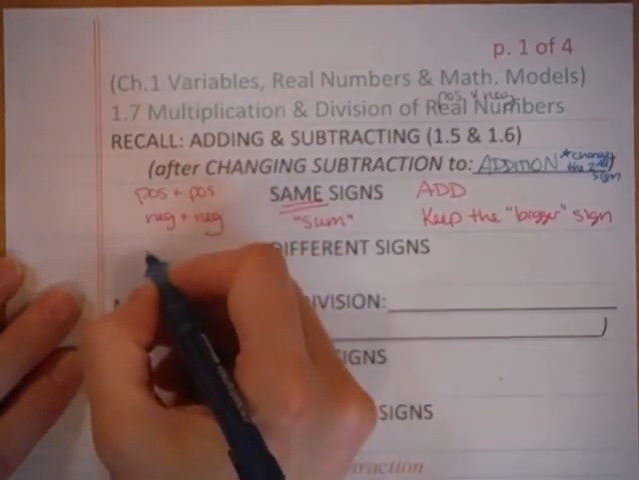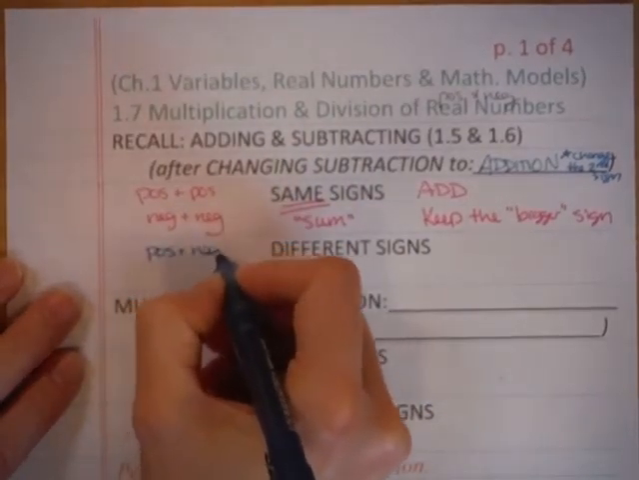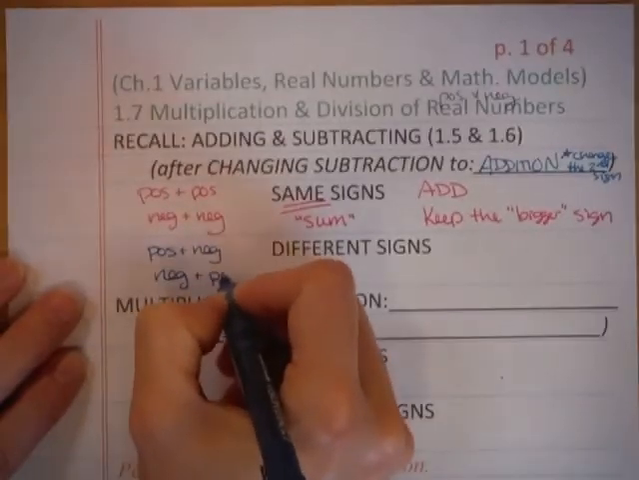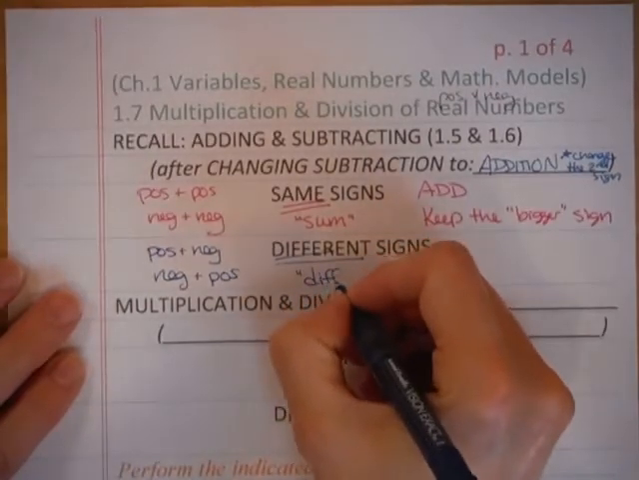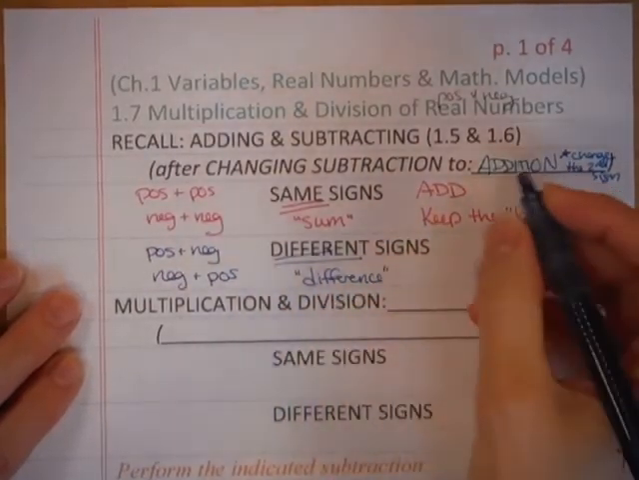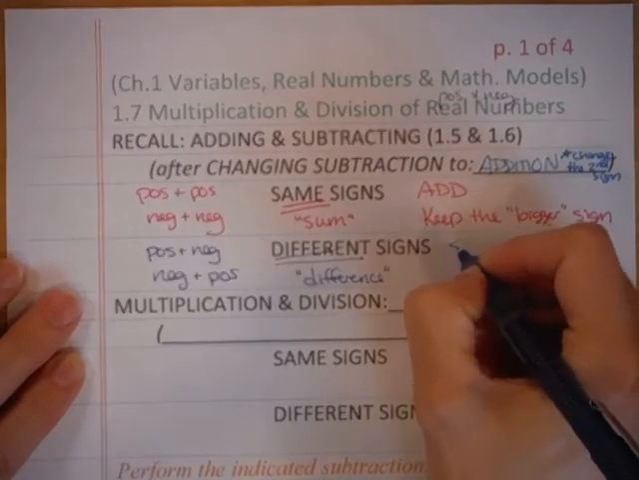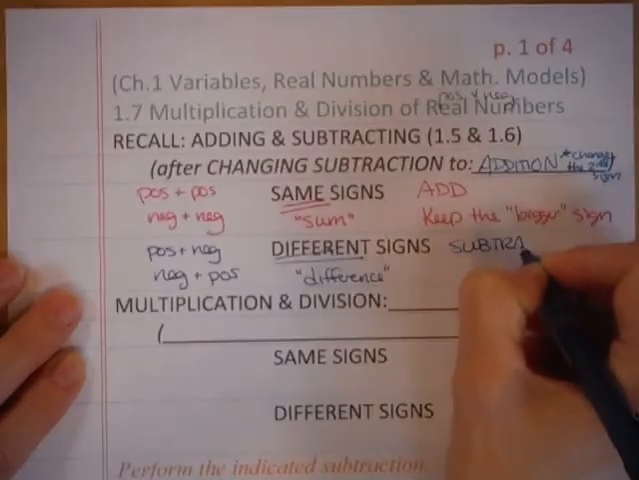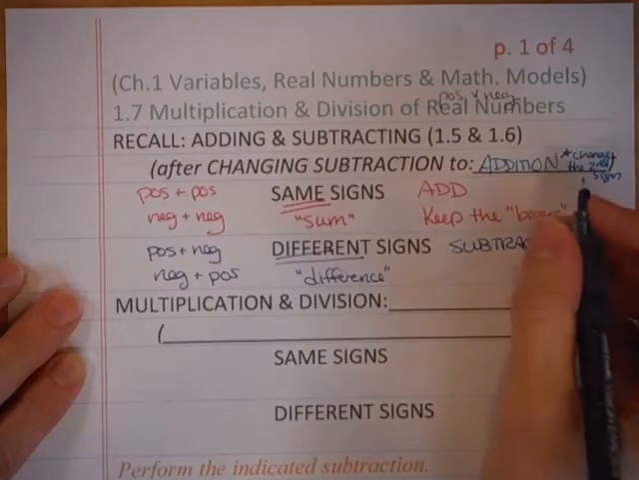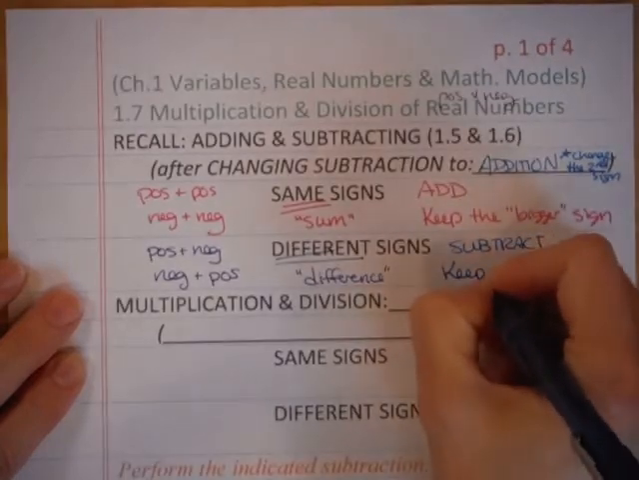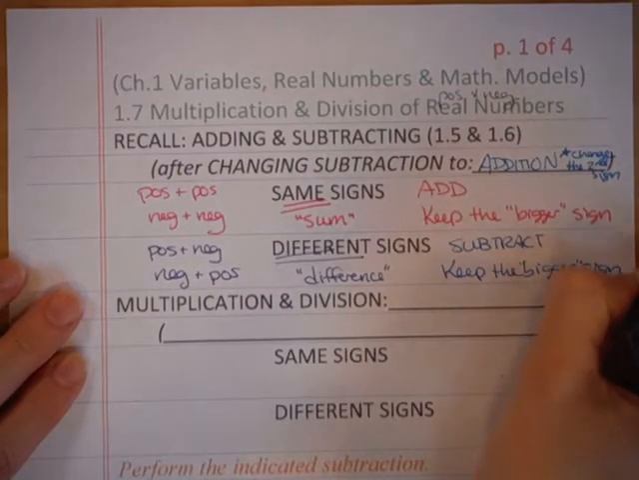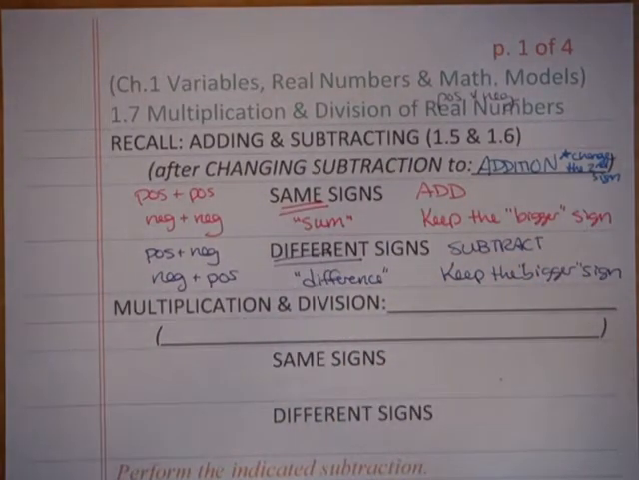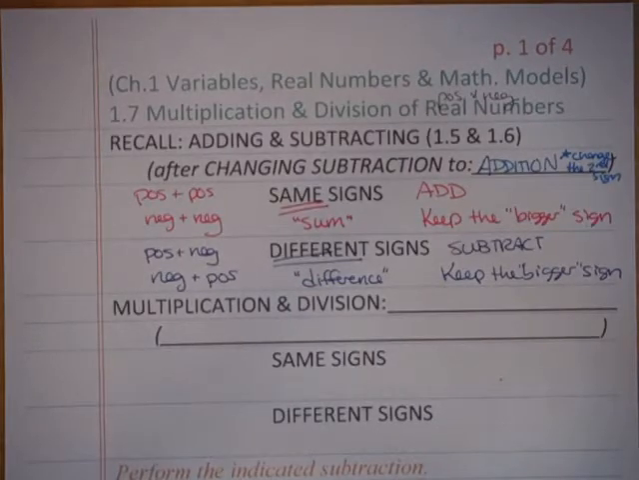On the different signs, if you have a positive plus a negative or a negative plus a positive, the fact that they're different kind of makes us think of that word difference. And when you find the difference of something, that means you're going to subtract the two numbers. Difference means to subtract. And we will keep the bigger sign. We did lots and lots of examples in the last couple of sections. But now let's look at multiplication and division.